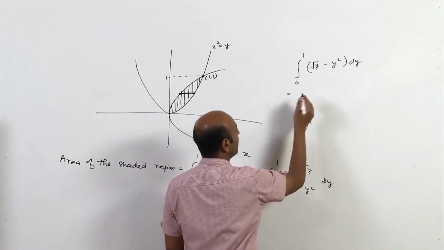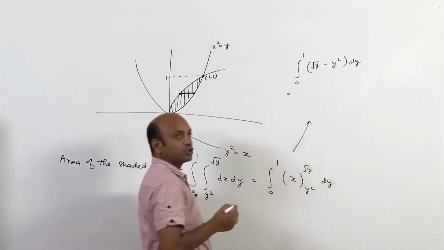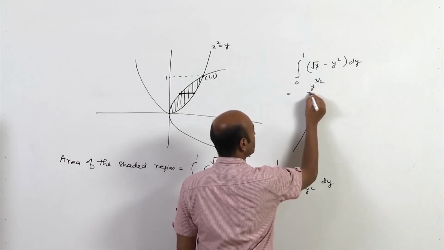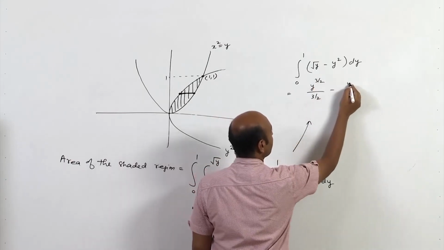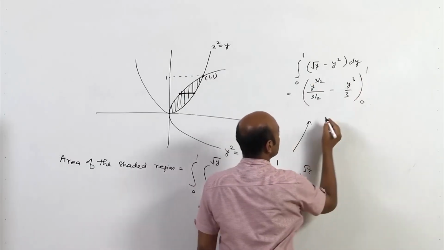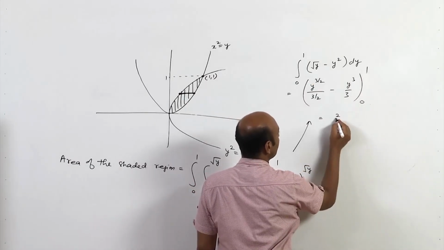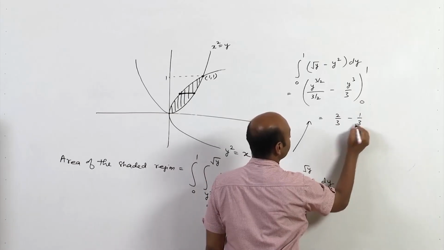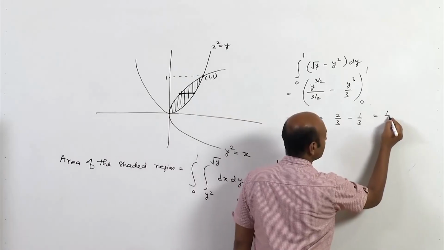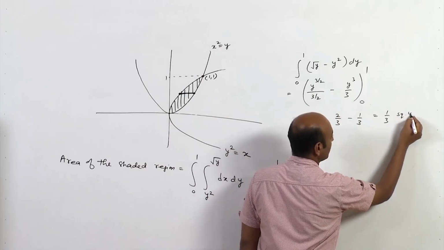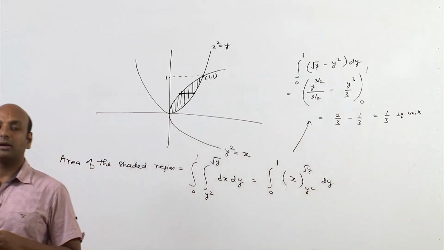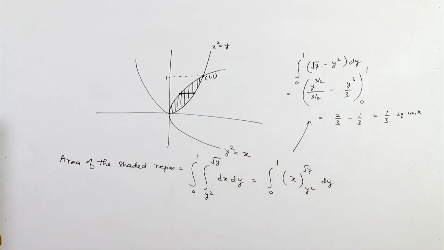Now you integrate over y. So integration of y raised to power 1 by 2 is y raised to power 3 by 2 upon 3 by 2, minus y cube upon 3, from 0 to 1. So when y is 1, it is 2 by 3 minus 1 by 3. At 0 it is 0, so it is 1 by 3 square units. So this will be the required area of the shaded portion.